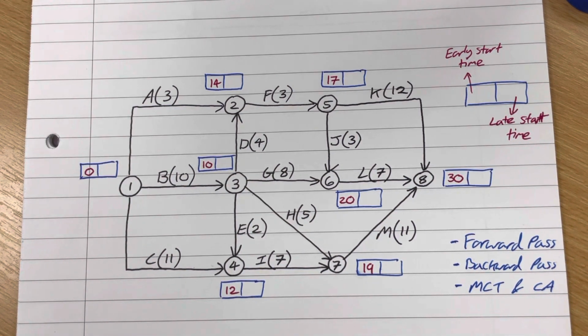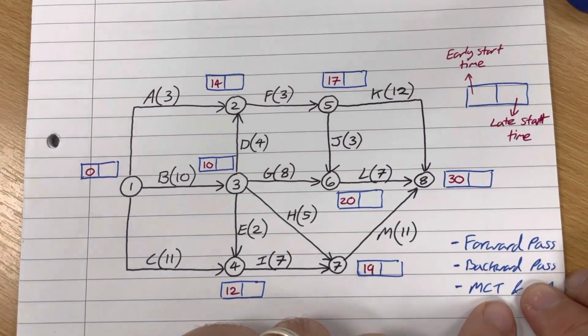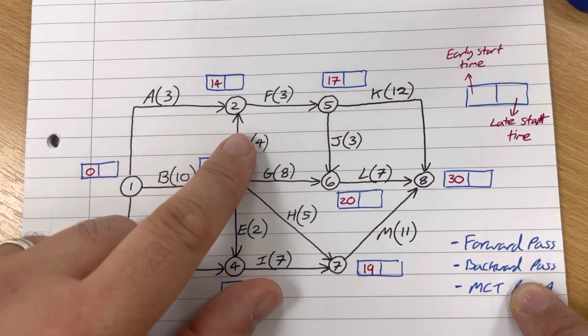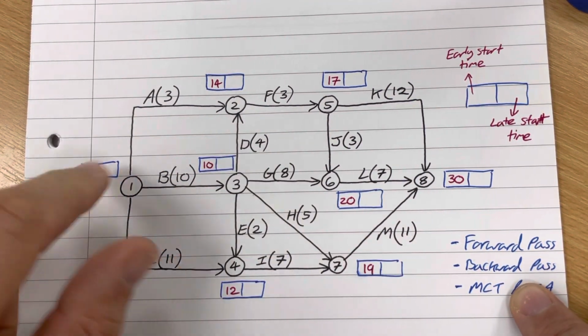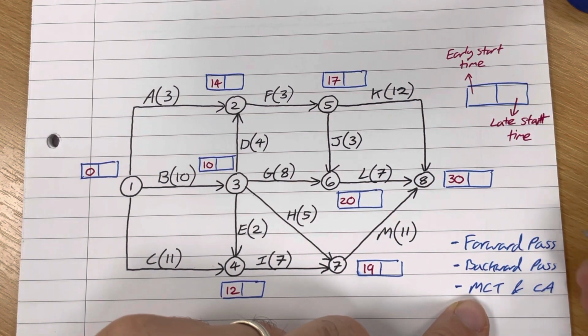Just to remind you, in the forward pass, we add the numbers, we take the biggest, and we follow the arrows. Now the backward pass is very similar to the forward pass, except we reverse all of those processes. So instead of adding the numbers, we're going to subtract them. Instead of following the arrows, we are going to reverse all of the arrows. And instead of taking the biggest number, we are going to take the smallest number.